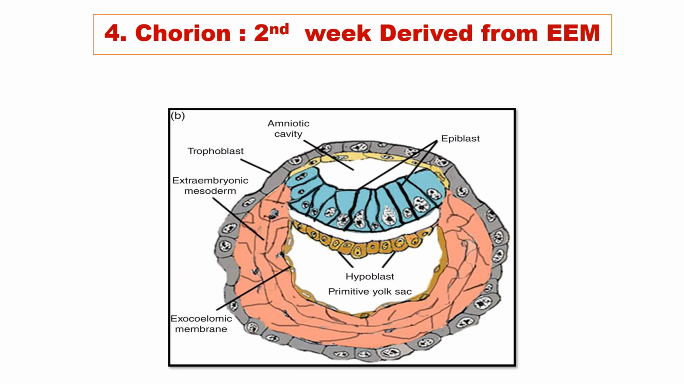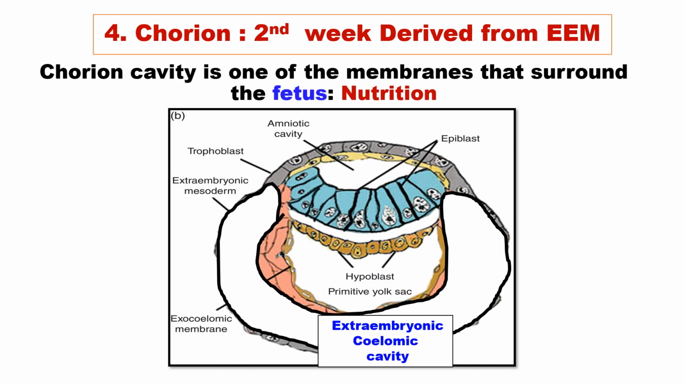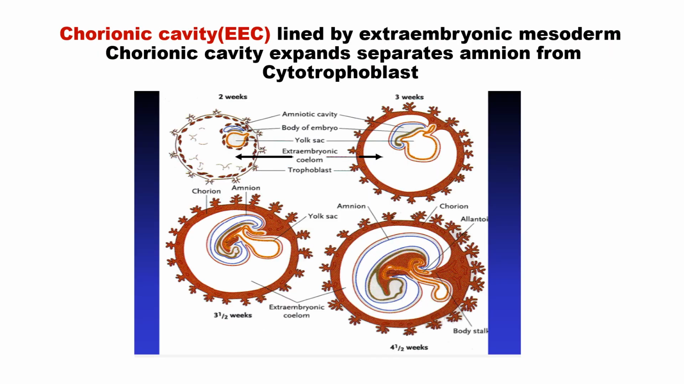Coming to the next part of fetal membranes, that is the chorion. The chorion also develops during the second week of intrauterine life, basically derived from extraembryonic mesoderm. It surrounds the fetus and also contributes to the nutrition of the fetus in the early part of development. The chorionic cavity is lined by extraembryonic mesoderm and develops around the second week of intrauterine life.